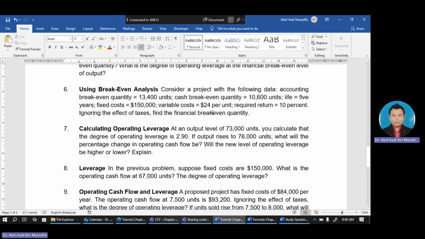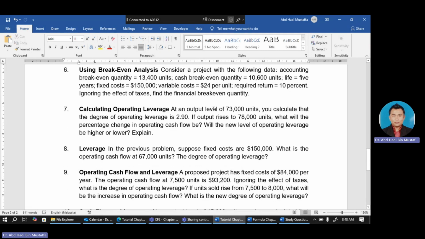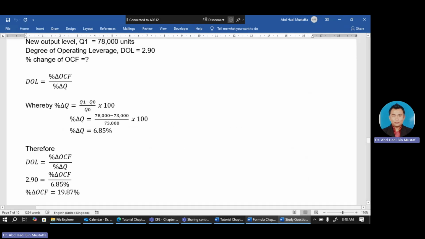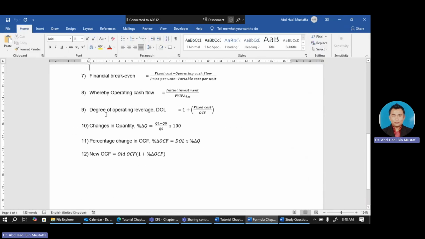I think that is until question number 6 done. For questions number 7, 8, 9, and 10, that will be another set because of different formulas, formula number 9, 10, 11, and 12. Any question?